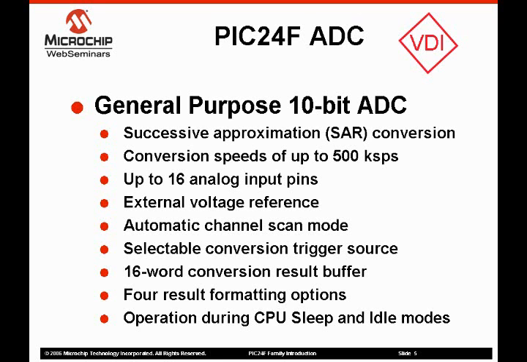There are selectable conversion trigger sources. There's a 16-word conversion result buffer with selectable buffer fill modes and 4 result format options. The A to D converter can also work during CPU sleep and idle modes, generating an interrupt after the conversions are complete.